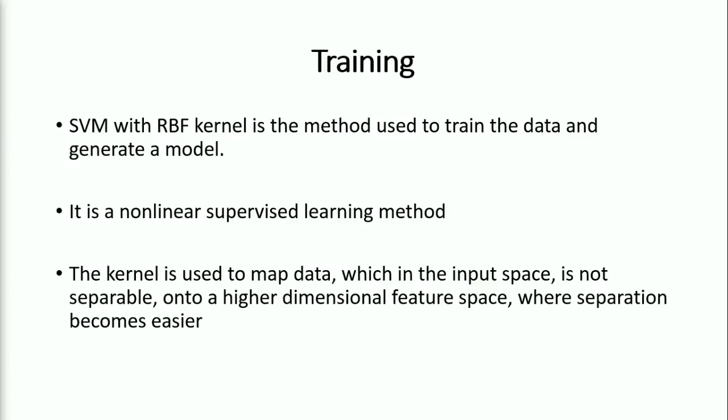Now we come to the training. SVM with RBF kernel is a method used to train the data and generate a model. We already know that it is a nonlinear supervised learning method. The kernel is used to map data, which in the input space is not separable, onto a higher dimensional feature space, where separation becomes easier.